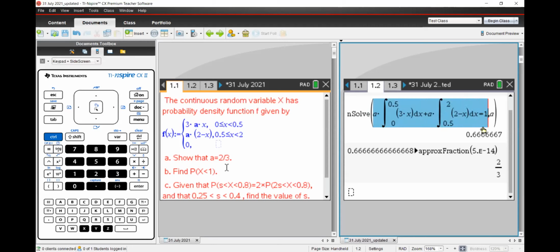On the left hand side, we'll take the area under the graph from 0 to 0.5, because it's a hybrid function. So we will take the integration from 0 to 0.5 of 3x times a, and we'll add that area from 0.5 to 2, that is 2 minus x times a, and we'll say this is equal to 1. So total probability should be equal to 1, and we will be able to find the value of a. Because the variable is a, we'll put it inside and solve, and we'll get the solution here, which is nothing but 0.666 and it goes on, that is 2 over 3.